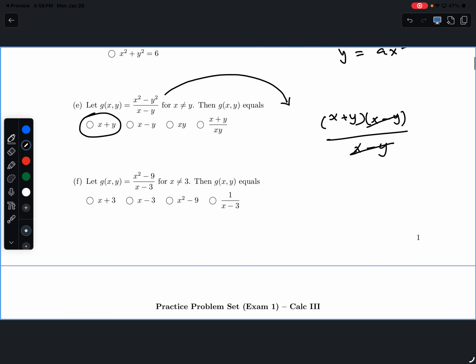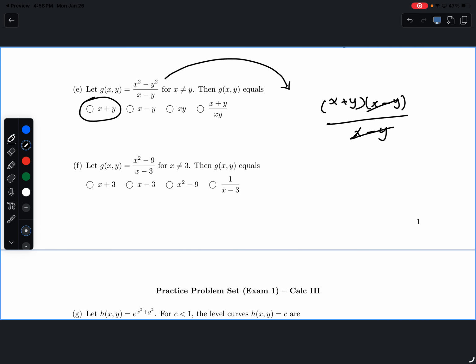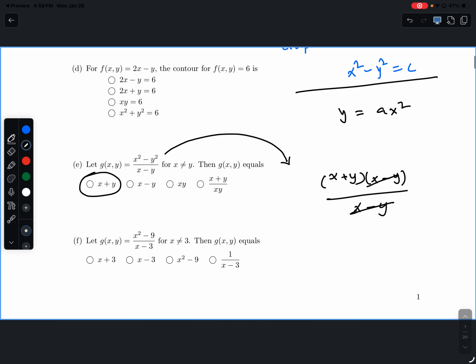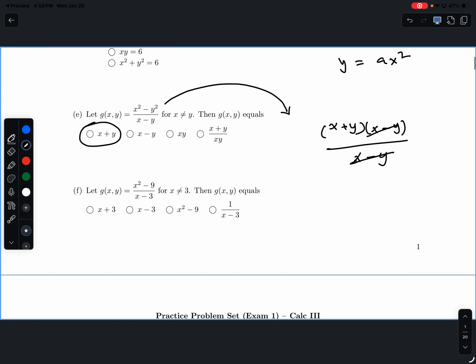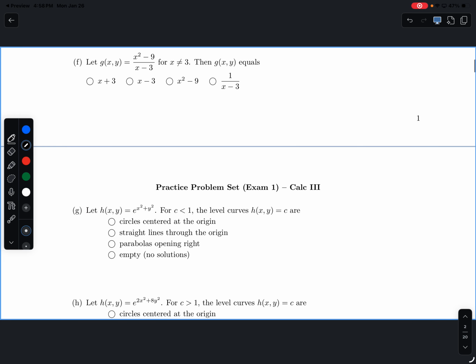So F is similar to E. You can think of the questions as being similar to what we are doing here. Okay, so it's very important to practice on these questions. Okay, how about this one?